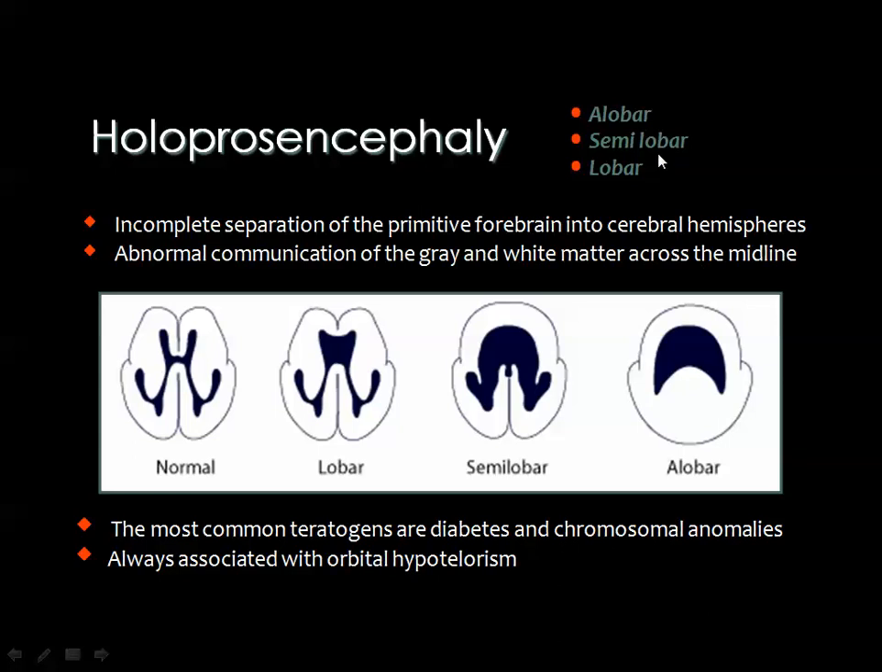The semilobar type, there is some differentiation of the ventricular system and differentiation also of the brain tissue into what looks like two separate cerebral hemispheres. And the ventricle may have an occipital horn, but still most of the lateral ventricles are fused together across the midline, and this is known as the semilobar type.